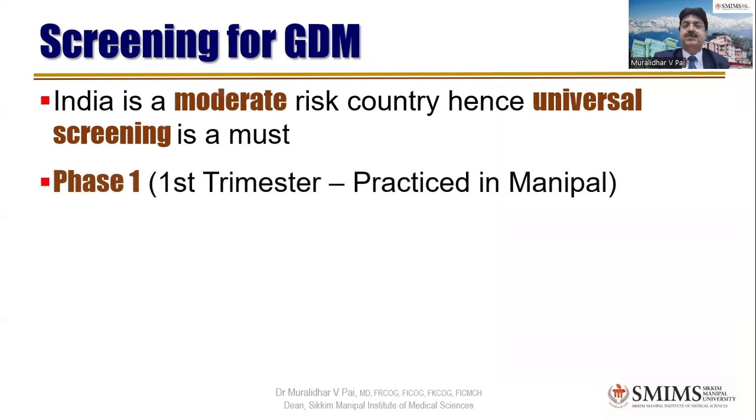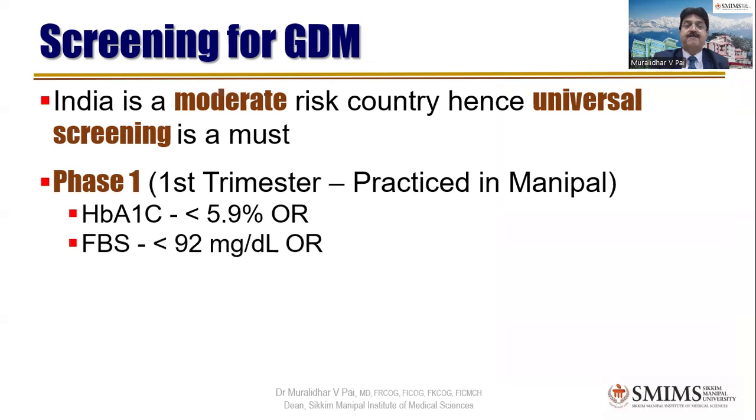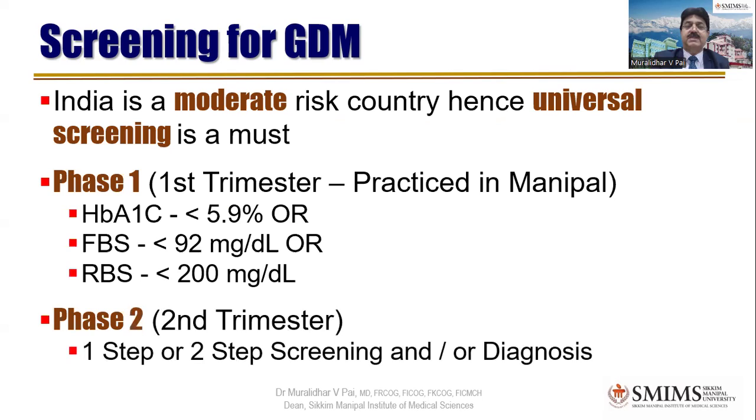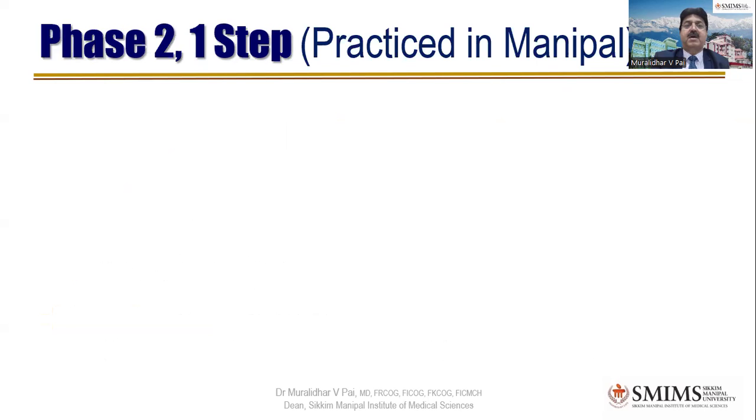And it consists of two phases. First phase is first trimester, which is practiced in Manipal: either HbA1c, which should be less than 5.9, or FBS, which should be less than 92, or RBS, which should be less than 200. They are not all to be done, either or. The phase two is second trimester. If you want to do one step, you can do that, or two step also you can do.